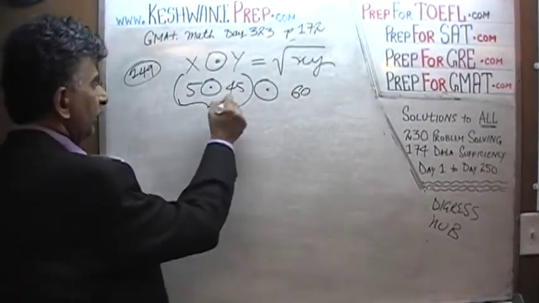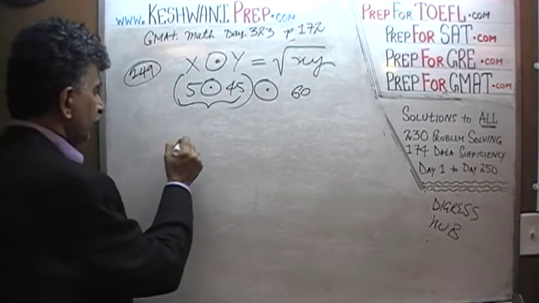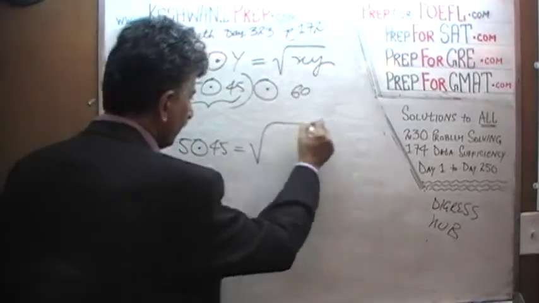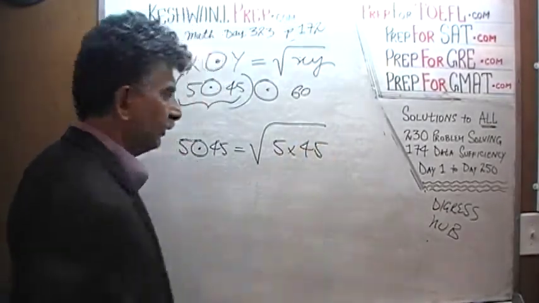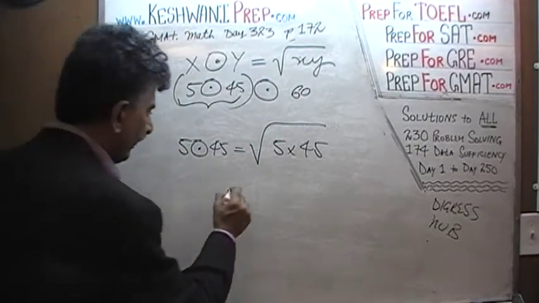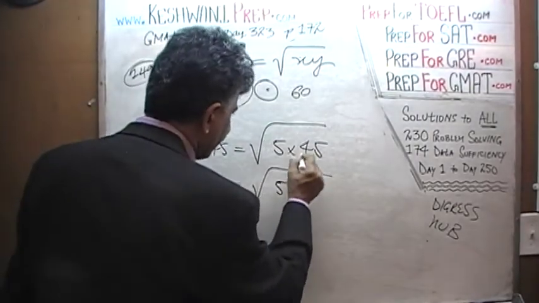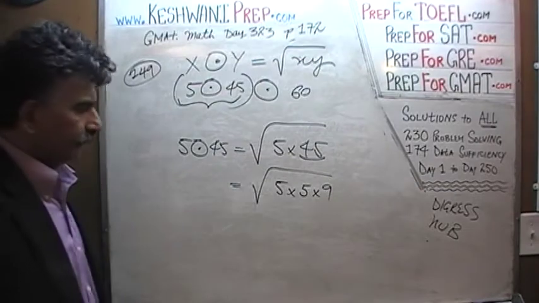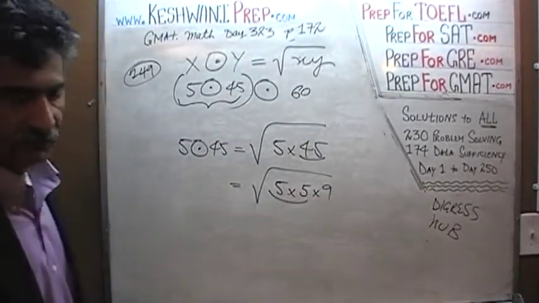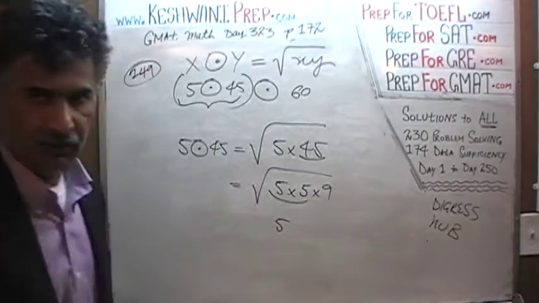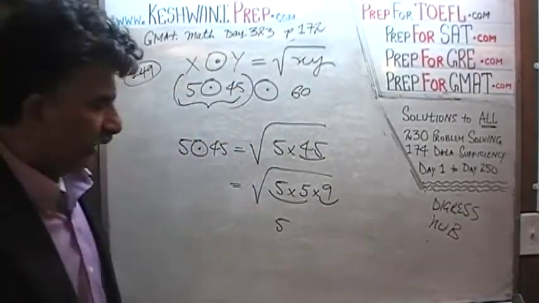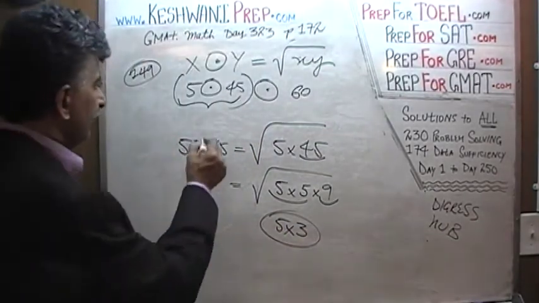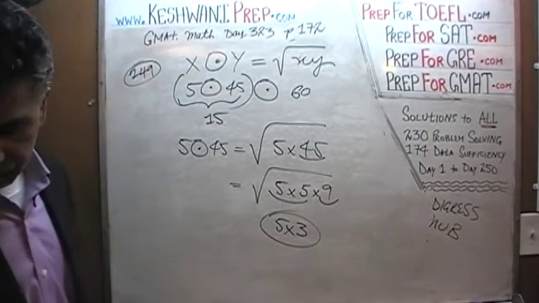It's a two-step process. First, we have to figure out the value that we see in the parentheses, which is 5⊙45. Our instructions are very simple. Take the square root of their product, 5 times 45. Of course, 5 times 45 can be written as 5 times 5 times 9. The square root of 5 times 5 is 5. The square root of 9 is 3. So the answer is 15. The answer to this quantity is 15. That part is done.